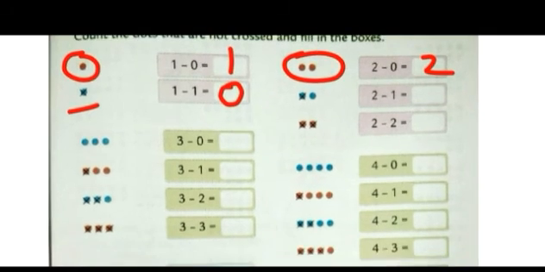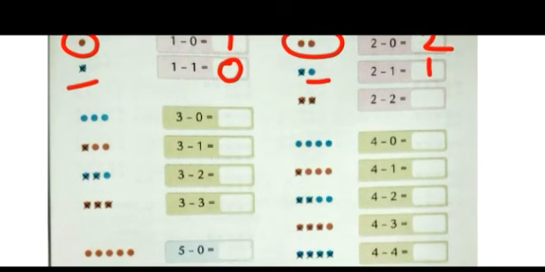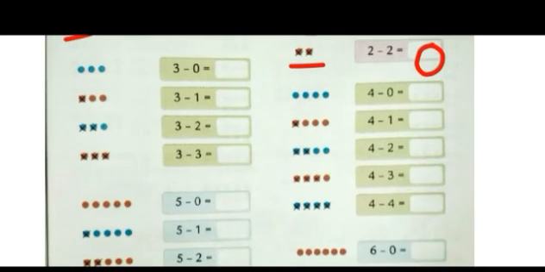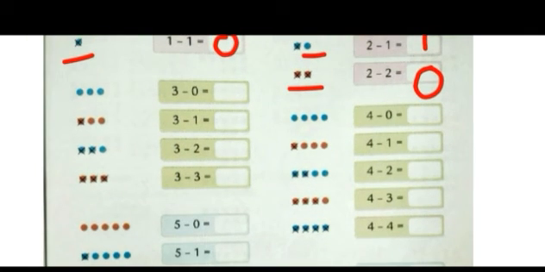See the next one. 2 blue dots are there. Out of that, 1 dot is crossed. That means 1 is cut. How many are left? 1 is left. So we will write 1 here. See the next one. 2 red dots are there. Both are cut. How many are left? Nothing is left. That means 0.